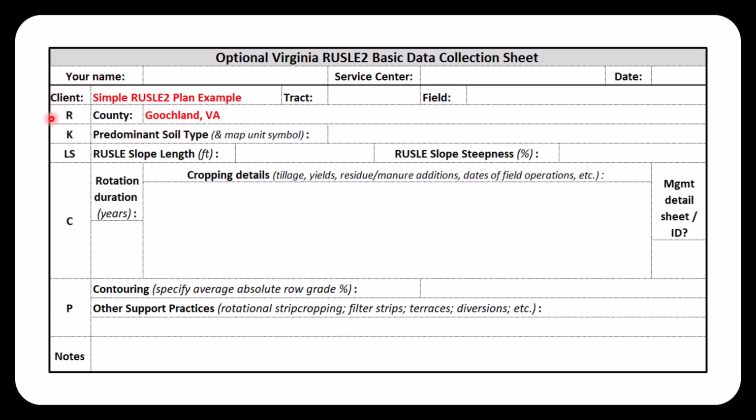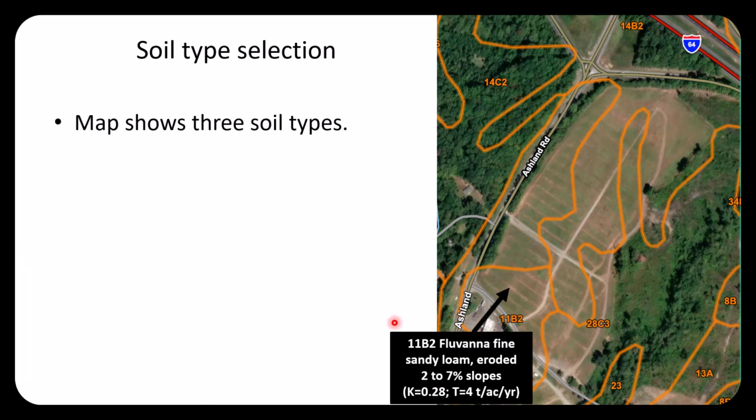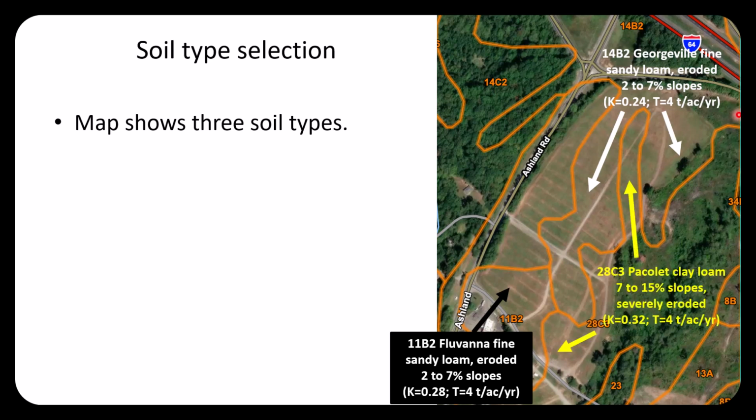Goochland County, Virginia. Now we need to determine our K factor, or soil type input. So the soils map for this field shows 3 soil types. We've got down here 11B2, Fluvanna fine sandy loam. Up here in a large portion of the field we have 14B2, Georgeville fine sandy loam. And here on the field edges we have a 28C3 Pacolet clay loam.